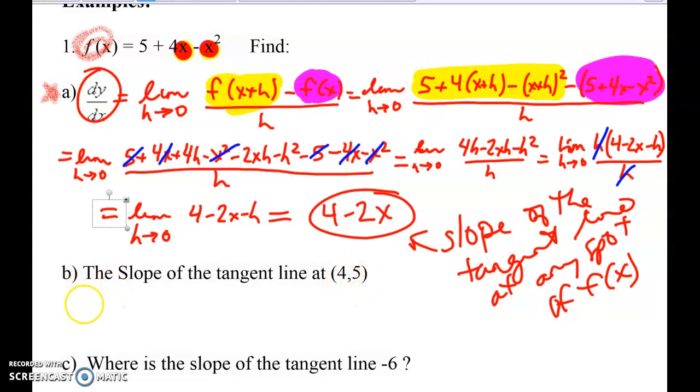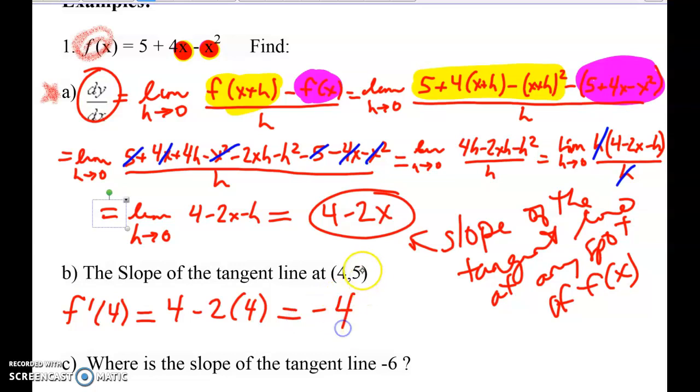Well, let's write it a different way now. f prime, the derivative, in this case x is 4, is going to be equal to, here's our function, so instead of the x, we're going to put in the 4. And we find that at this point on this function, the slope of the line tangent to this point is -4. Ding, ding, ding.